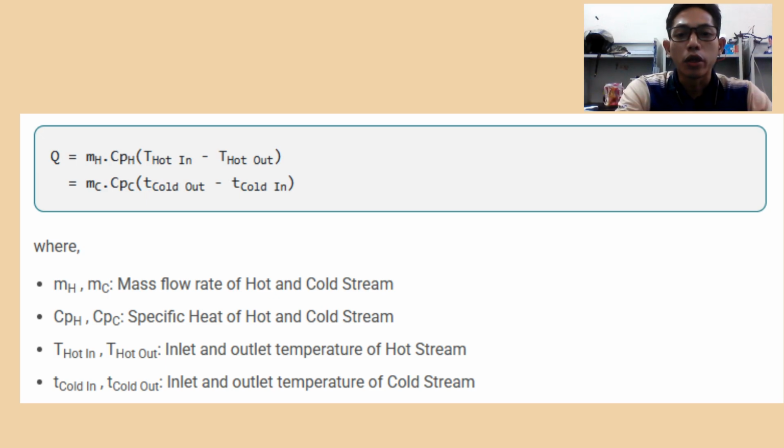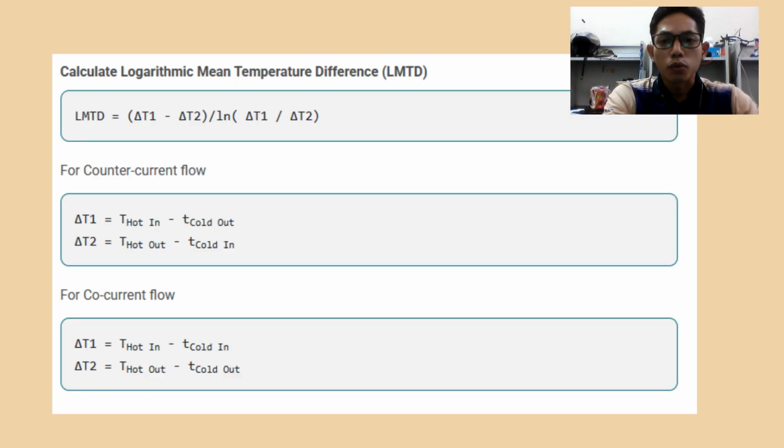In this equation, m is the mass flow rate of hot and cold streams, Cp is the specific heat of hot and cold streams, T hot in and T hot out are the inlet and outlet temperatures of the hot stream, and T cold in and T cold out are the inlet and outlet temperatures of the cold stream. Calculate the logarithmic mean temperature difference, LMTD. LMTD equals ΔT1 minus ΔT2 divided by ln of ΔT1 divided by ΔT2. For counter-current flow, ΔT1 equals T hot in minus T cold out. ΔT2 equals T hot out minus T cold in.